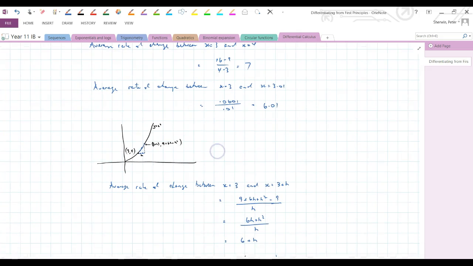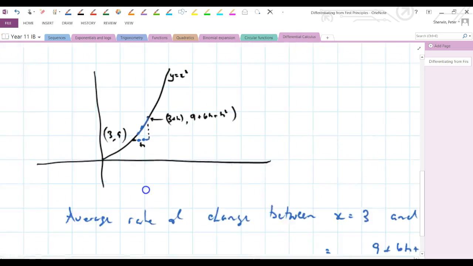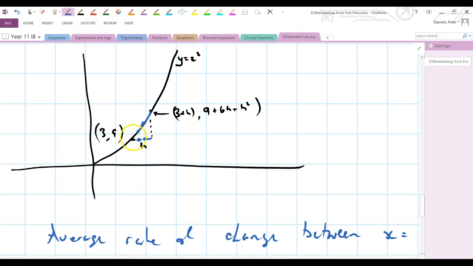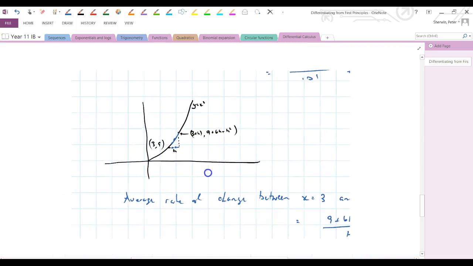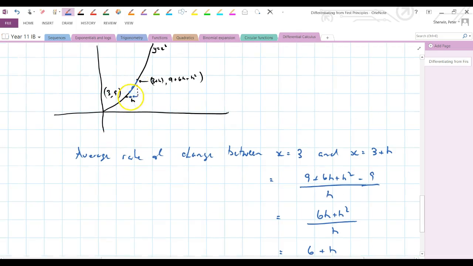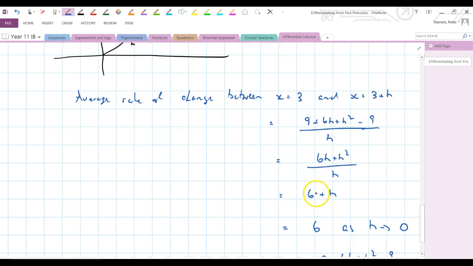Then we got serious. And we said, no, rather than keep on going forever and ever with these .001s, let's call this h, and let's have a look at this rate of change, this gradient between the points 3 for x and 3 plus h for x. And so if we're on y equals x squared, then this is our y coordinate there, and then at 3 plus h, and we subtract 9, and so we do this. And we did that, and we got 6 plus h.